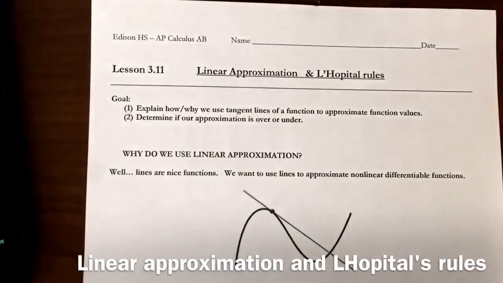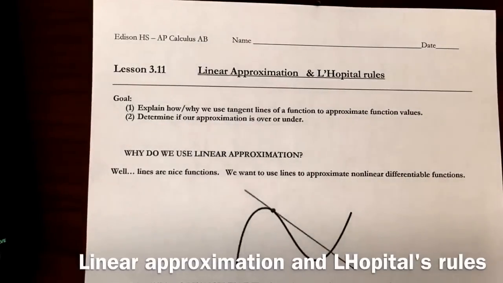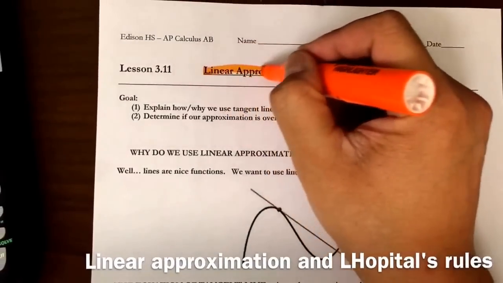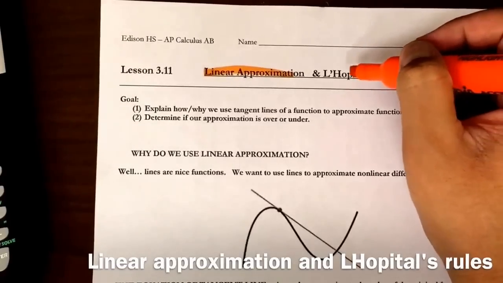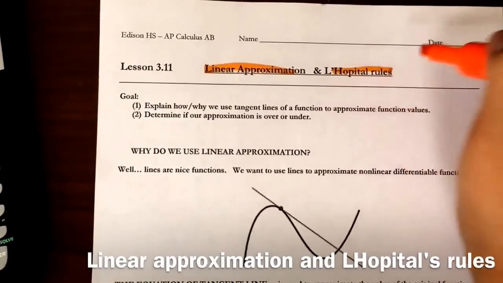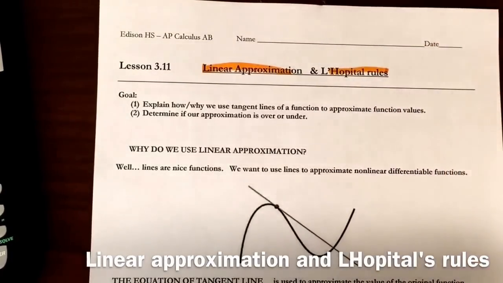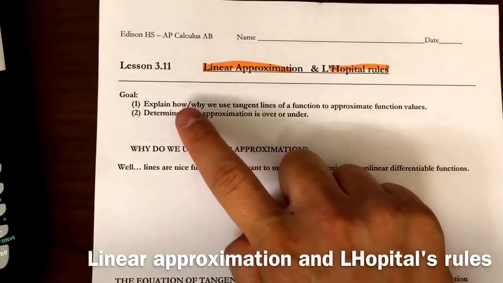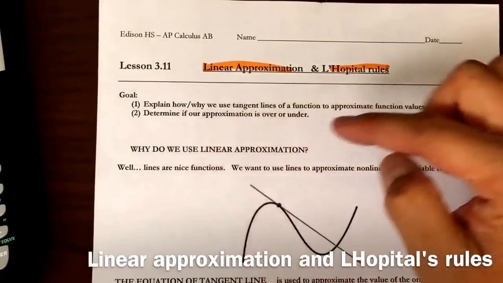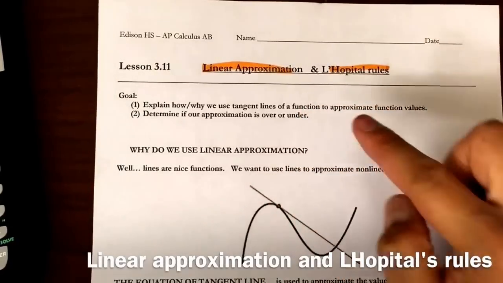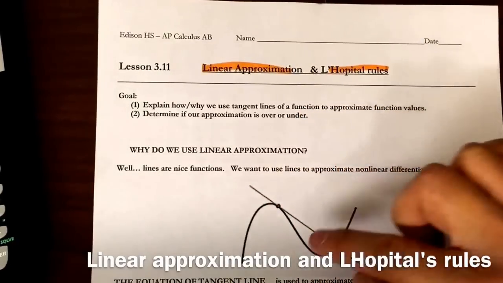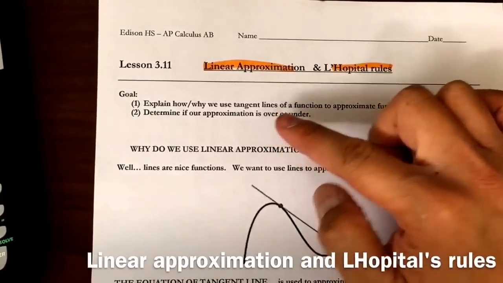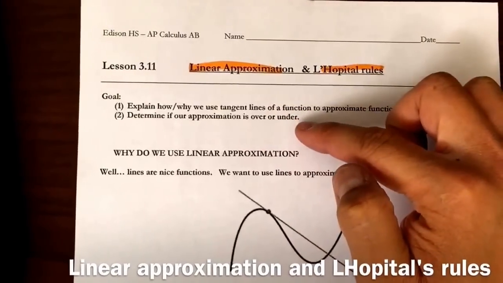In our last lesson of Unit 2, we're going to look at two different concepts. One of them is the linear approximation, and then the last one is L'Hopital's rule. Our goal for today is for you to be able to explain why and how we use tangent lines of a function to approximate a function value, and also to determine if our approximation is over or under.